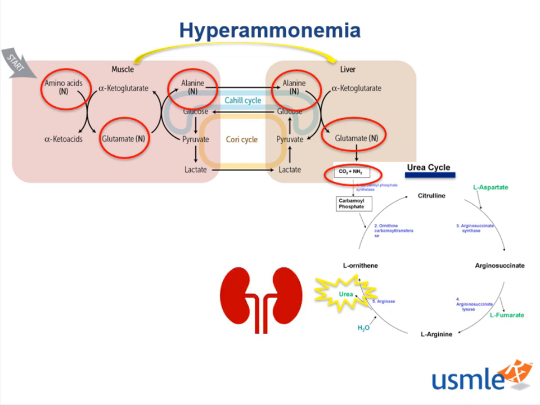This concept was always a little tricky for me to understand, but I think truly understanding the alanine and glutamate relationship within the muscle and liver helps. For more detailed information, check out our great video on the urea and alanine cycles.